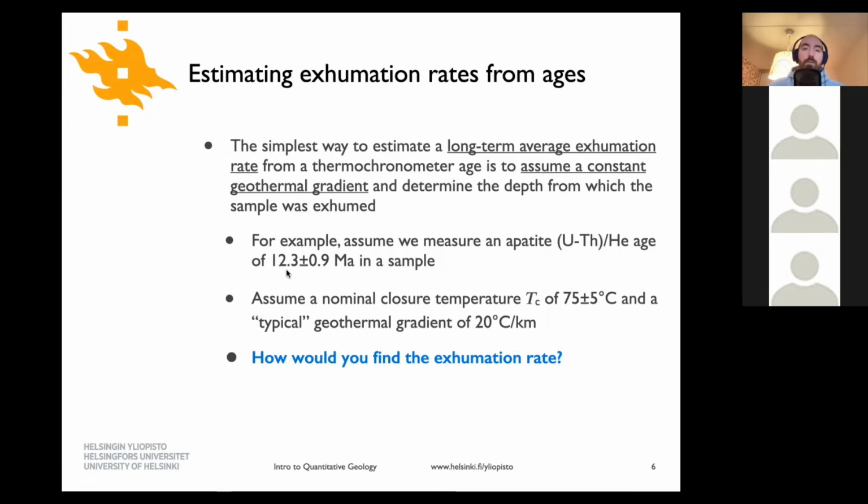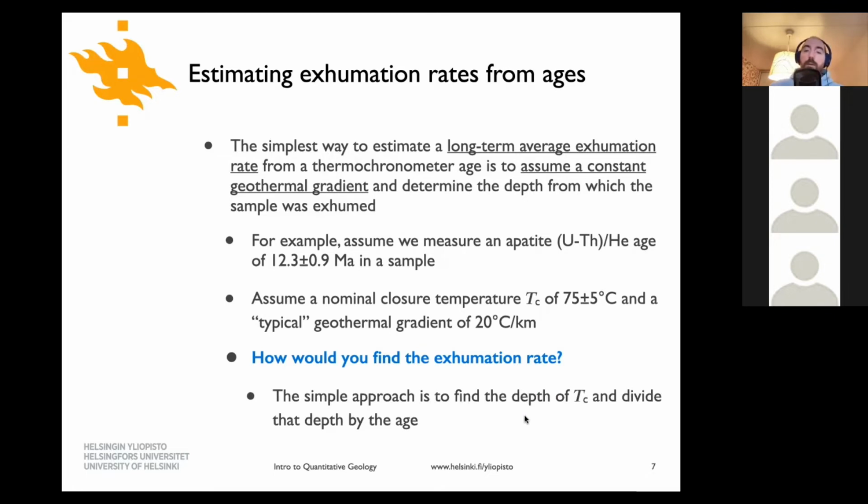Well, if we have an age here, for instance, 12.3 million years for some dated apatite crystal, if we assume a closure temperature of 75 degrees C and a typical geothermal gradient of 20 degrees C per kilometer, what this age would give us then is the time it took to go from 75 degrees C up to the surface, which we could assume is 0 degrees just for the sake of simplicity. How would you find an exhumation rate from that? Well, all you do is simply find the depth to the closure temperature and divide that depth by the age, because you know it took that many million years to travel from that depth up to the surface.